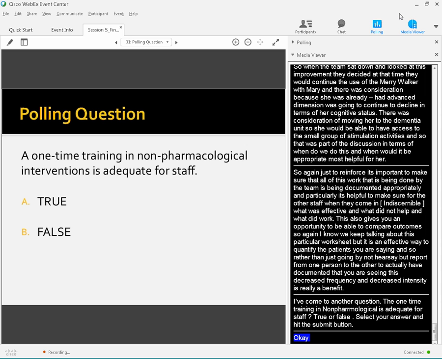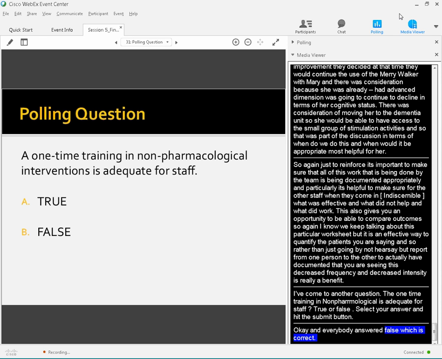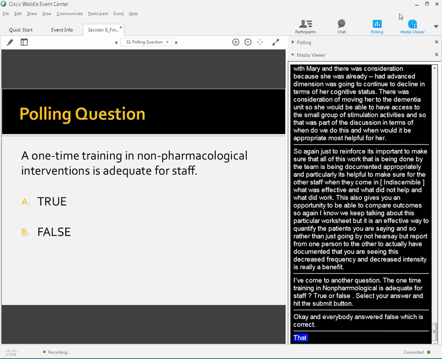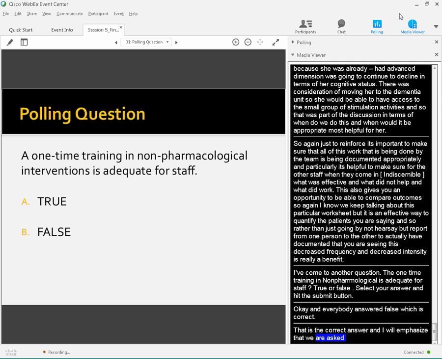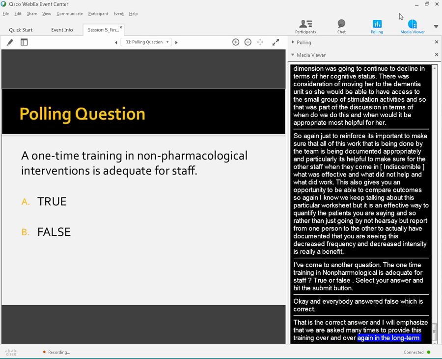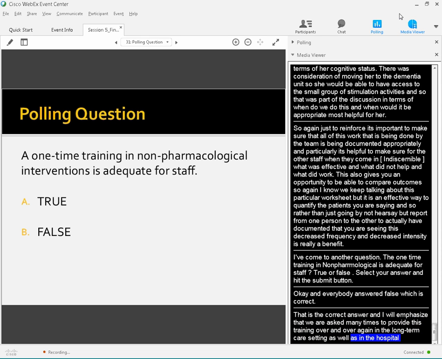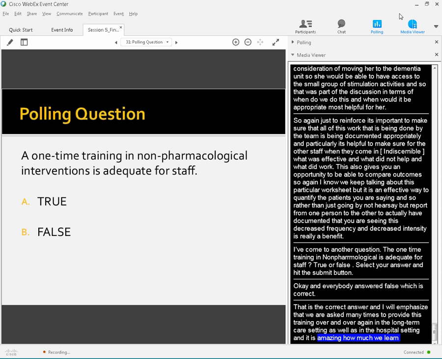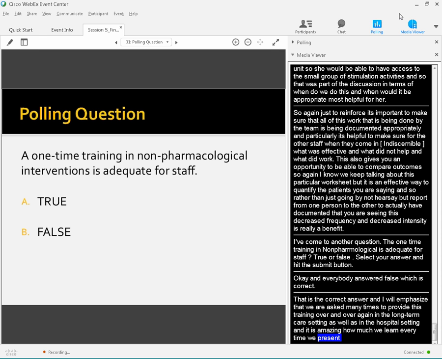That is the correct answer, and I'll just emphasize that we are asked many times to provide this training over and over again in the long-term care setting as well as in the acute hospital setting, and it's amazing how much we learn every time we present it to new staff, but how important it is to keep a constant presence of these ideas in front of the staff so that they have the most flexibility in terms of dealing with these very difficult behaviors that we all face.